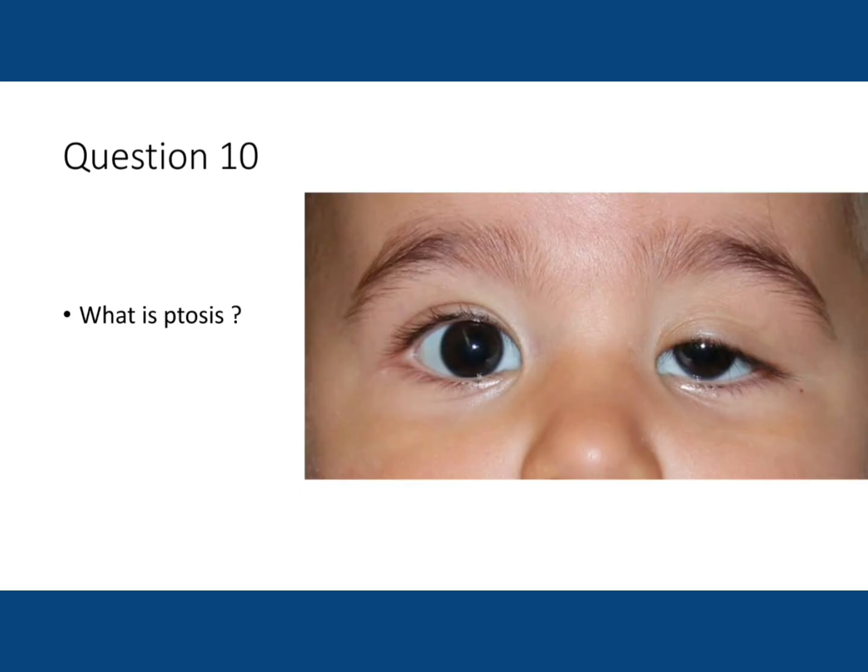As I already told you, ptosis is the drooping of the upper eyelid. Okay, so there are different causes of ptosis. It includes congenital and acquired ptosis, and it can be due to neurogenic or myogenic causes. Mechanical causes are also there, and aponeurotic causes are also there in ptosis.